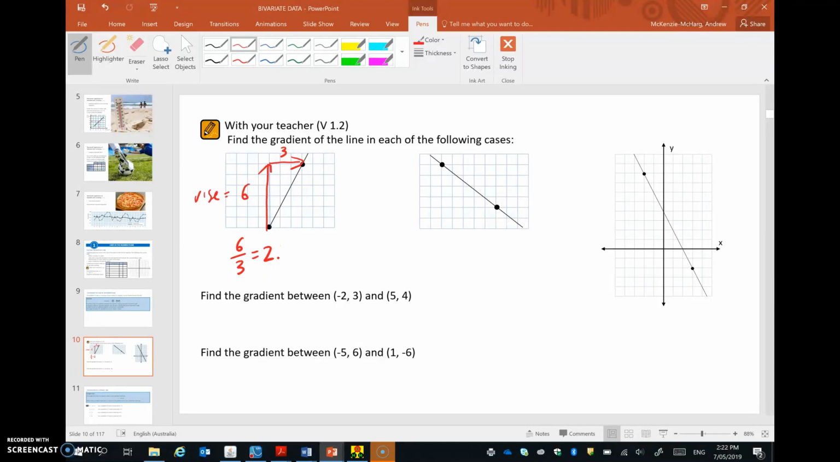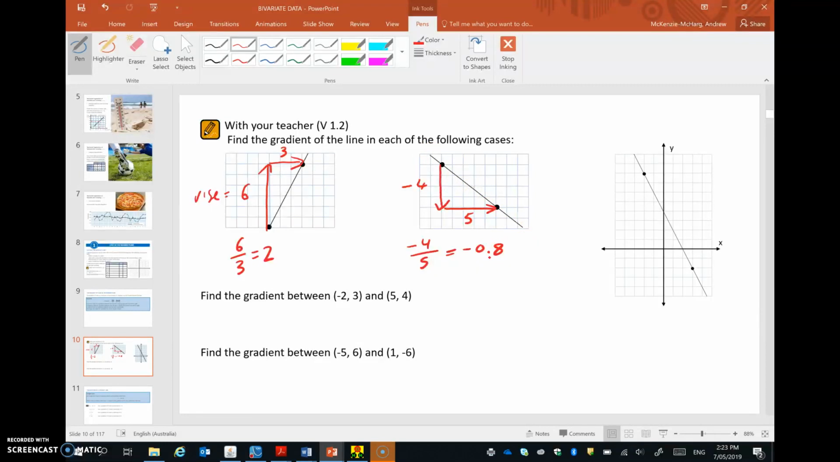You might want to pause the video and quickly do the other two and see if you can get the correct answer, then I'll have a go. Okay, I'll try this one now. This time we go down until we're level with the next point, and then across. Going down means we actually have a negative rise, negative 4. And then the run, I believe, is 5. So rise over run, negative 4 over 5, gives negative 0.8. Just watch out, this one is actually negative. It's going down to the right.